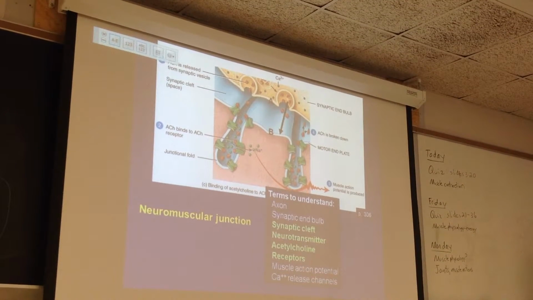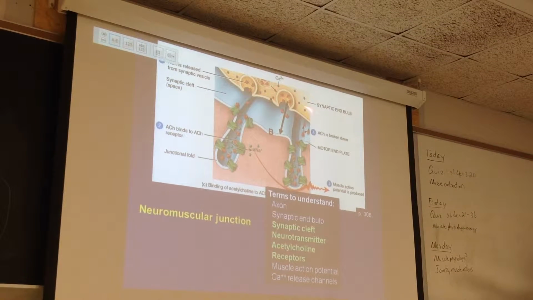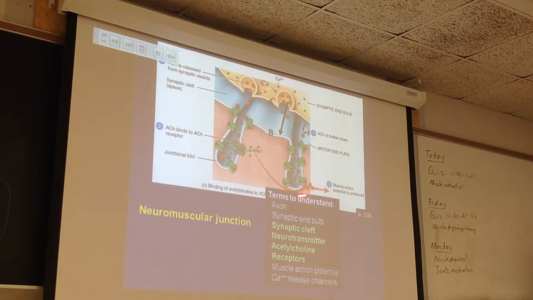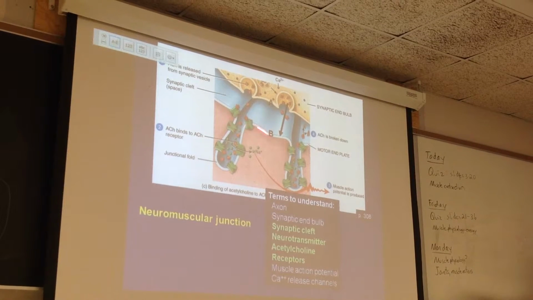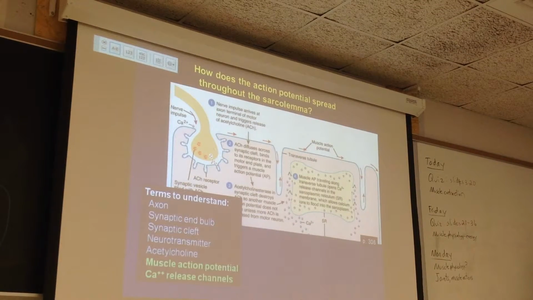Everyone's following along. B, yes. So acetylcholine is moving from the neuron, the synaptic bulb, down to the muscle fiber, the muscle cell, where it interacts with the receptors. Once it interacts with the receptors, that sets up something called a muscle action potential, which is our next slide here.